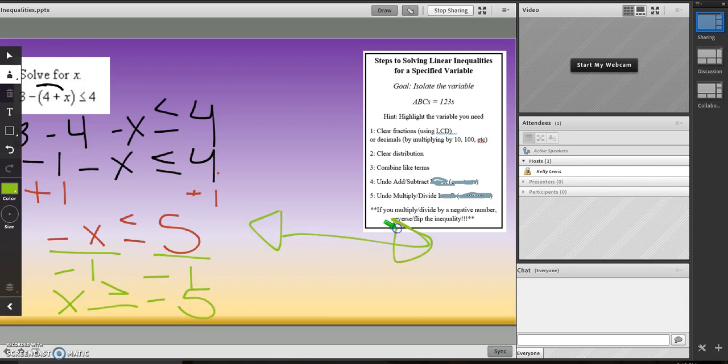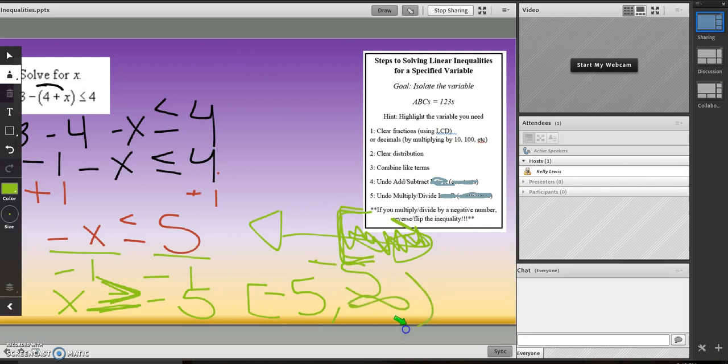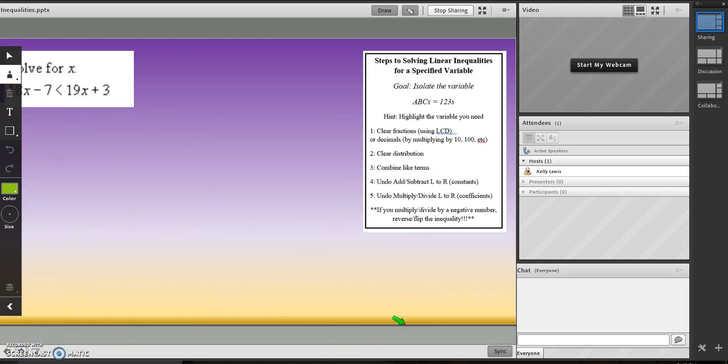Right, when I graph it, negative 5, it's equal to, so he's going to be a bracket, and this guy points to the right. I'm going to shade it this way. Alright, when I write my interval notation, I do a negative 5 with a bracket because he's got a bracket, and he goes bigger. So he's like that. Let's do another.